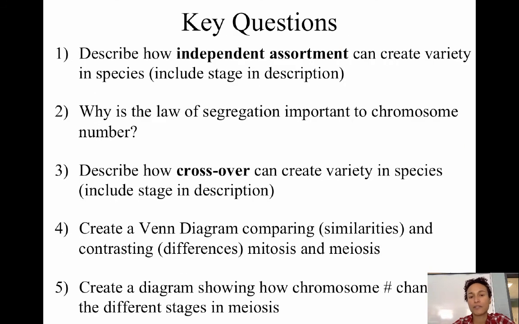Take a look at these key questions. We'll come back to them tomorrow and spend most of our time focusing on these, but go through them and reflect on how well you understood this lesson. And bring any questions you might have to class tomorrow.